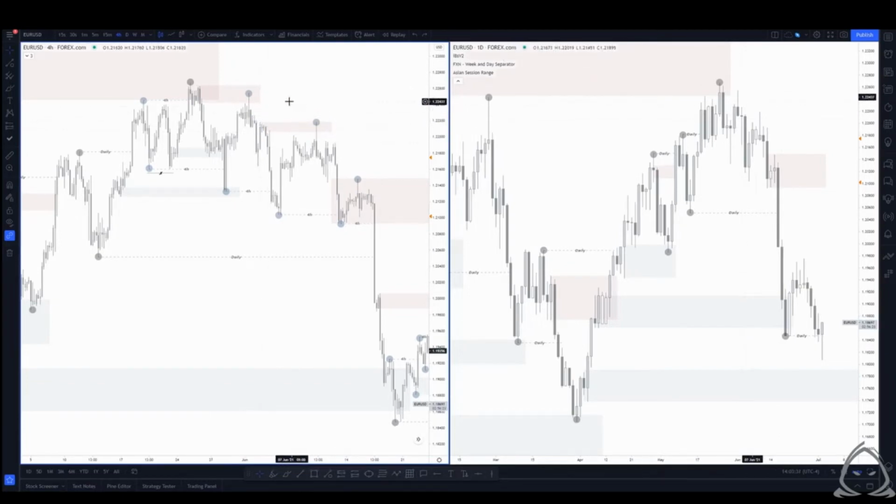It does wick the supply zone a little bit, but not a big deal. What we can see is we have supply. Ultimately, it's respected, and then price continues down, breaking structure to the downside, creating another lower low, and then price essentially falls off the cliff here.